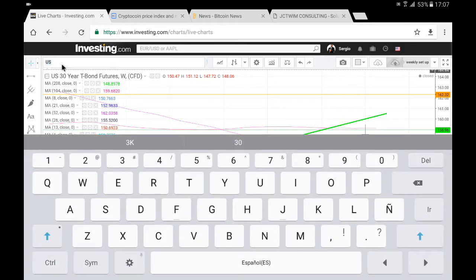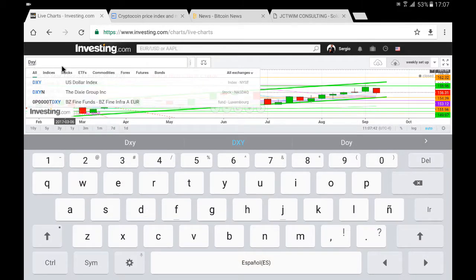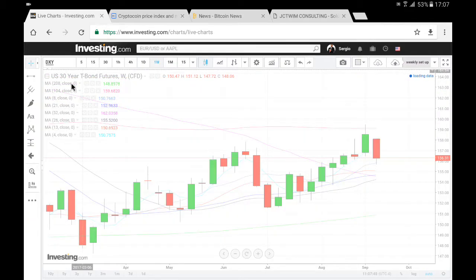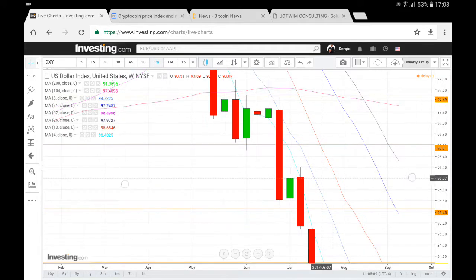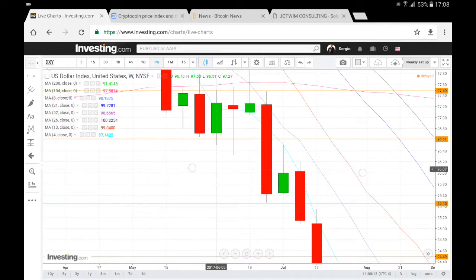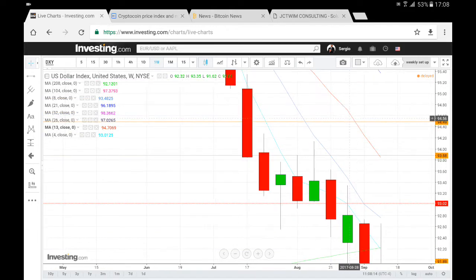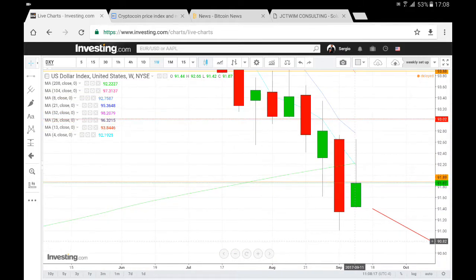Okay, and now let's finish with the Dixie, the US dollar index, and let's see what's happening over here. You see over here, that's a huge bearish sentiment, huge sell-off, and here maybe that's just an inside week candle. We are here at a critical level. You see, we're trying to go up and to have a close. Let me amplify. Sorry.